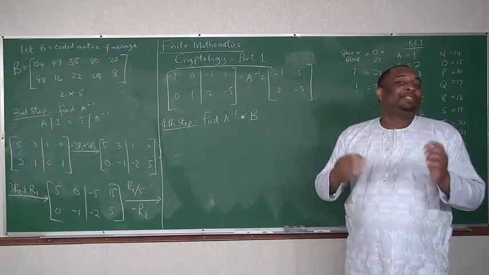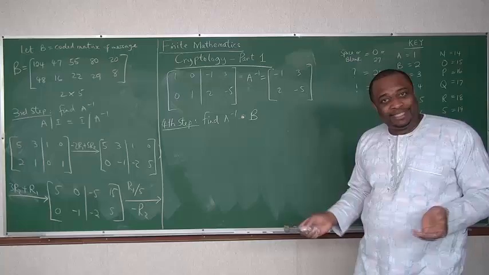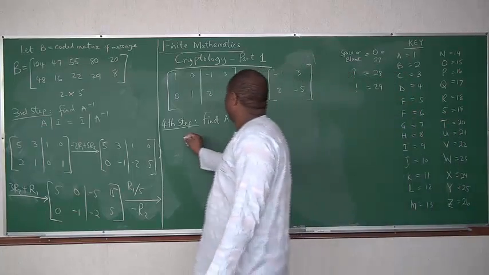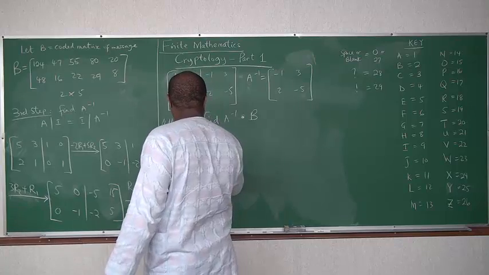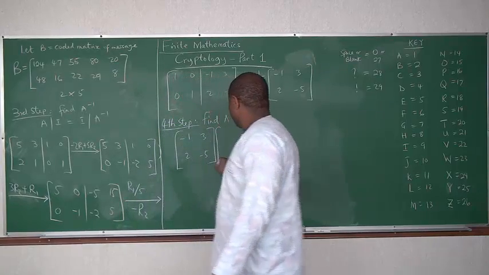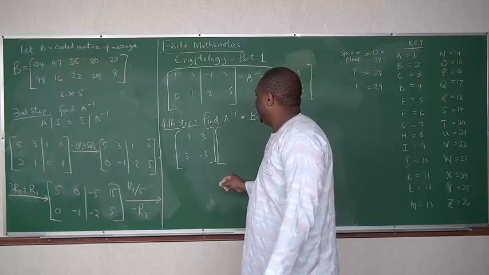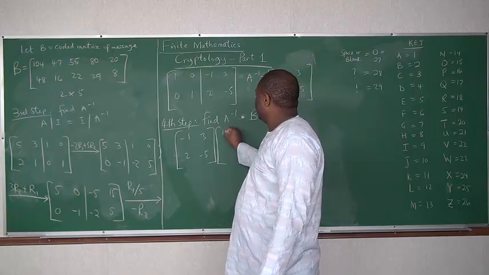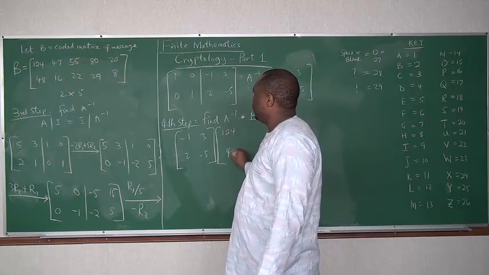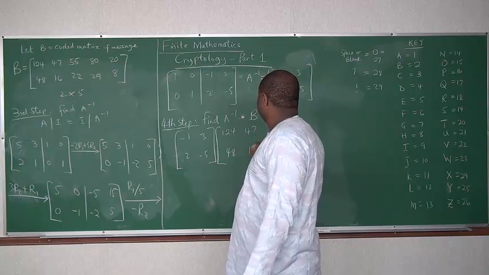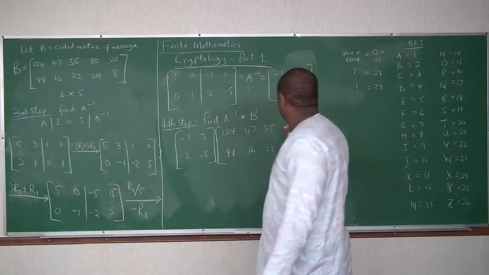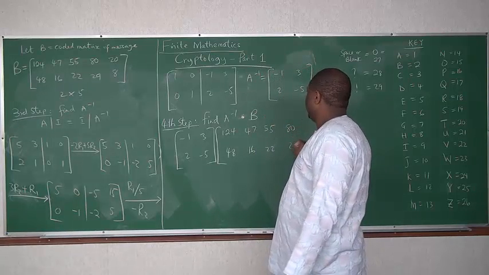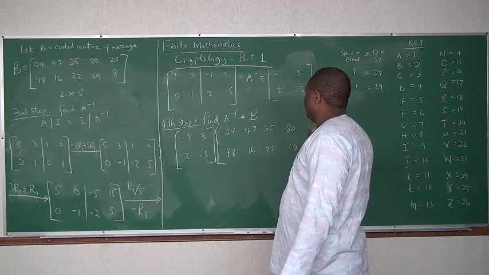So you also have to know multiplication of matrices. Now this will now be what? This is negative 1, 2, 3, negative 5 times 1, 2, 4, 48, 47, 16, 55, 22, 80, 29, 28.